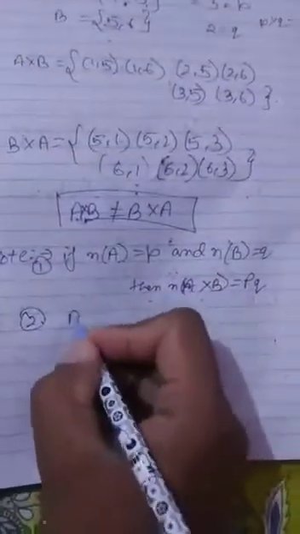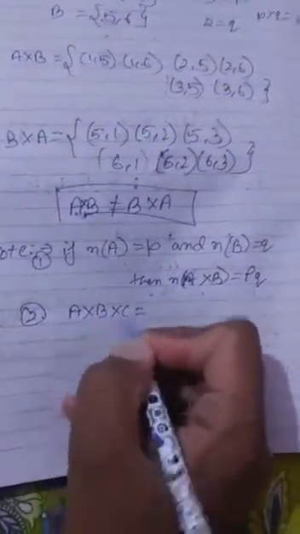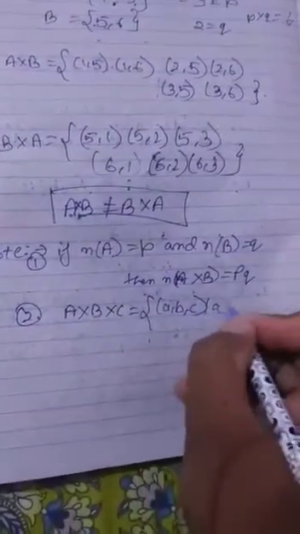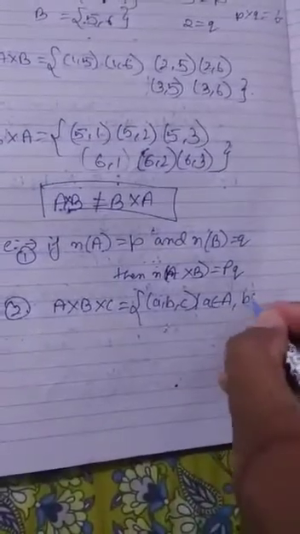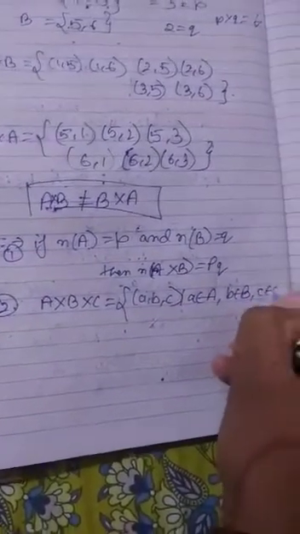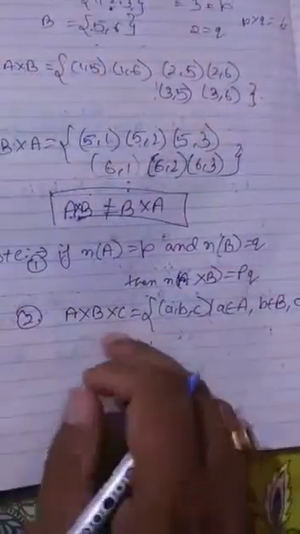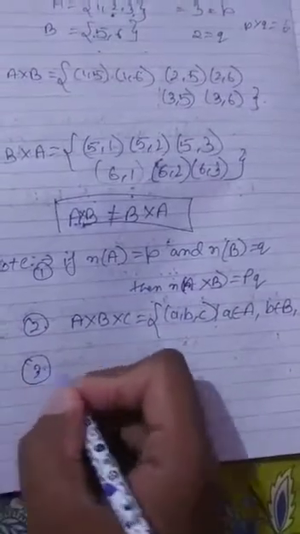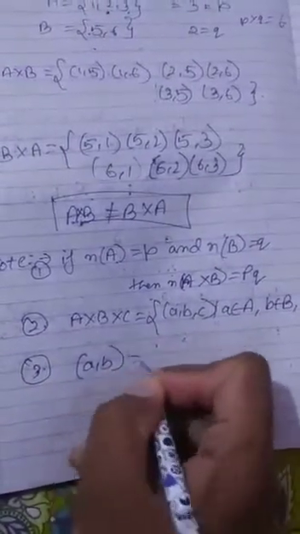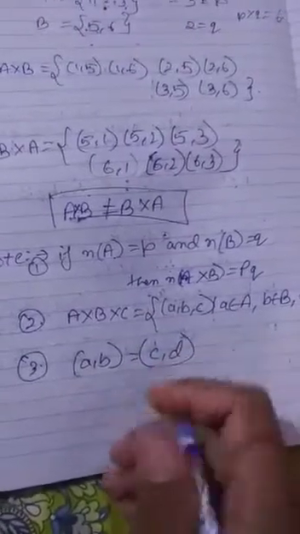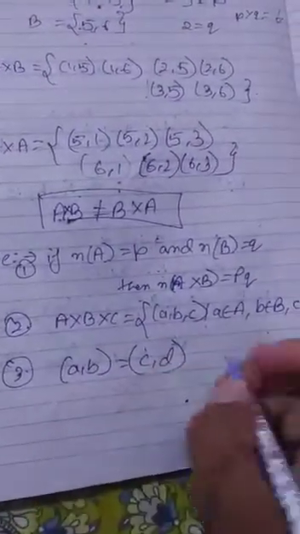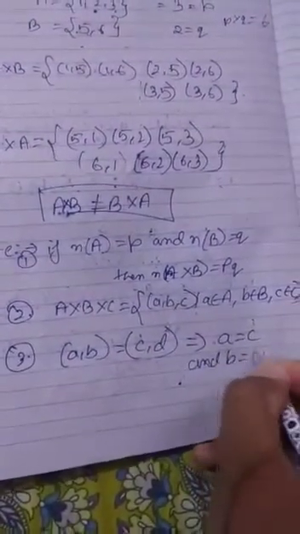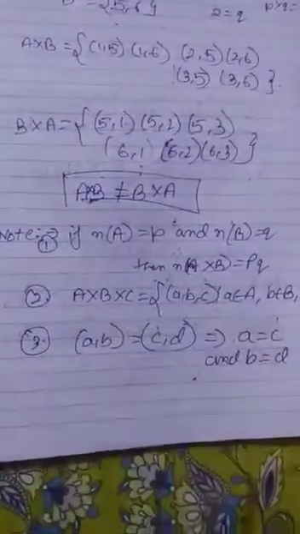Second point is A cross B cross C. So in the ordered triplet (a, b, c), a will always belong to A, b will always belong to B, and c will always belong to C. This is your second point for the triplet. Now third one is, if (a, b) is equal to (c, d), then a will be equal to c and b will be equal to d. So try to learn these three properties.